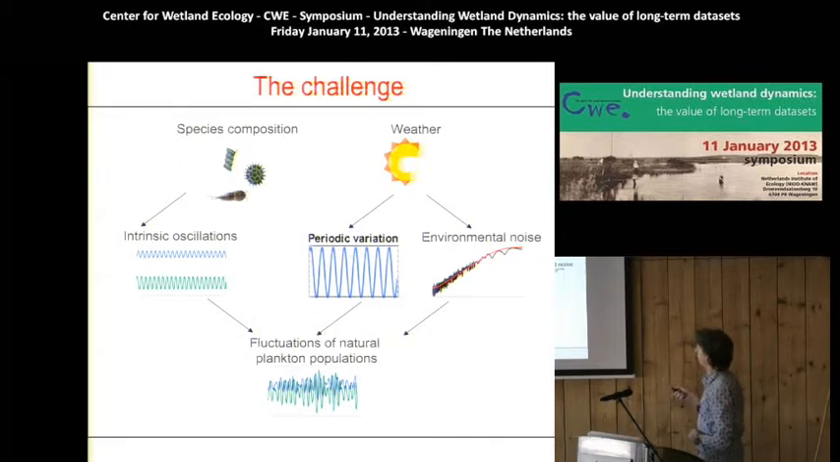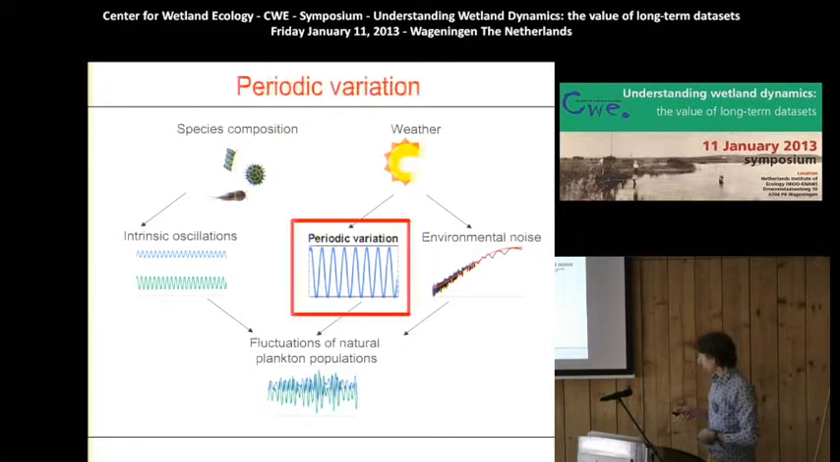Can be in the form of periodic variation, think of the seasons. Can be in the form of random fluctuations, think for instance of superimposed on the seasons the random temperature fluctuations. And this interplay between the biological interactions and the environmental forcing, that's responsible for the fluctuations of the natural plankton population. So how do we entangle these different components from time series?